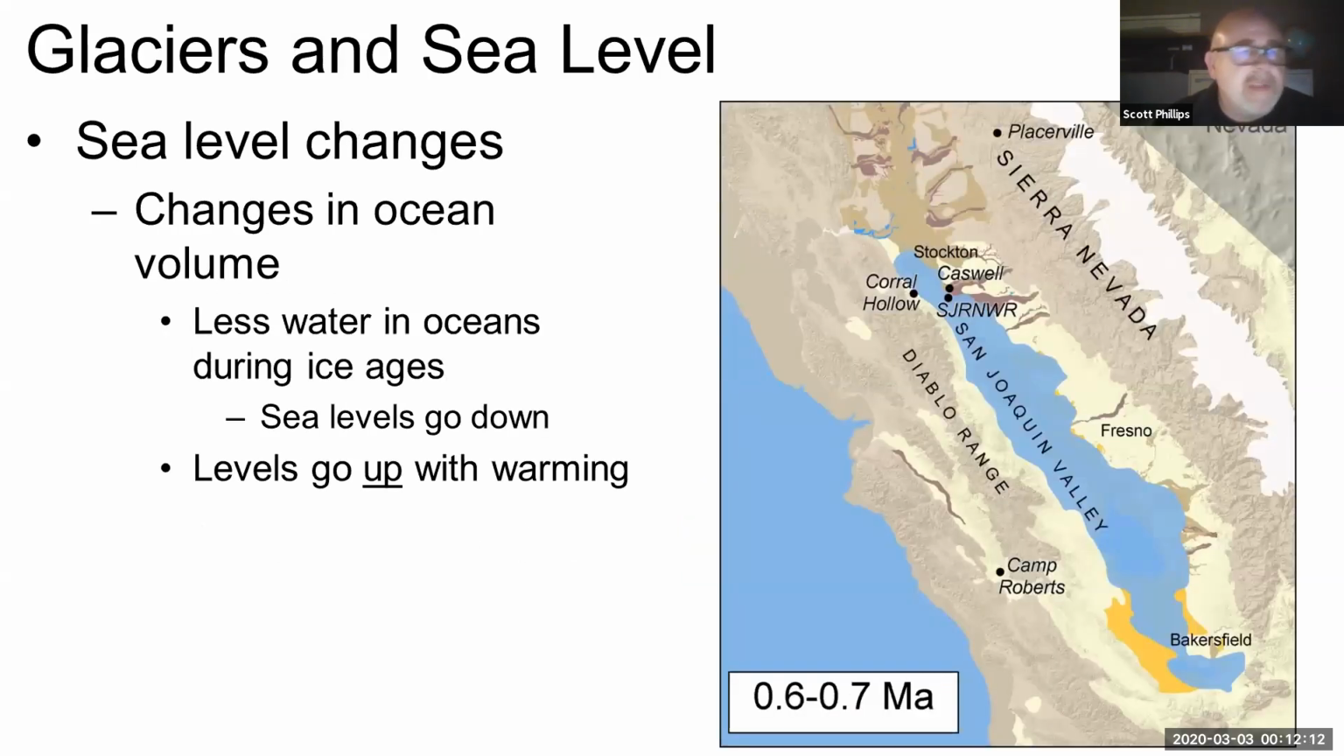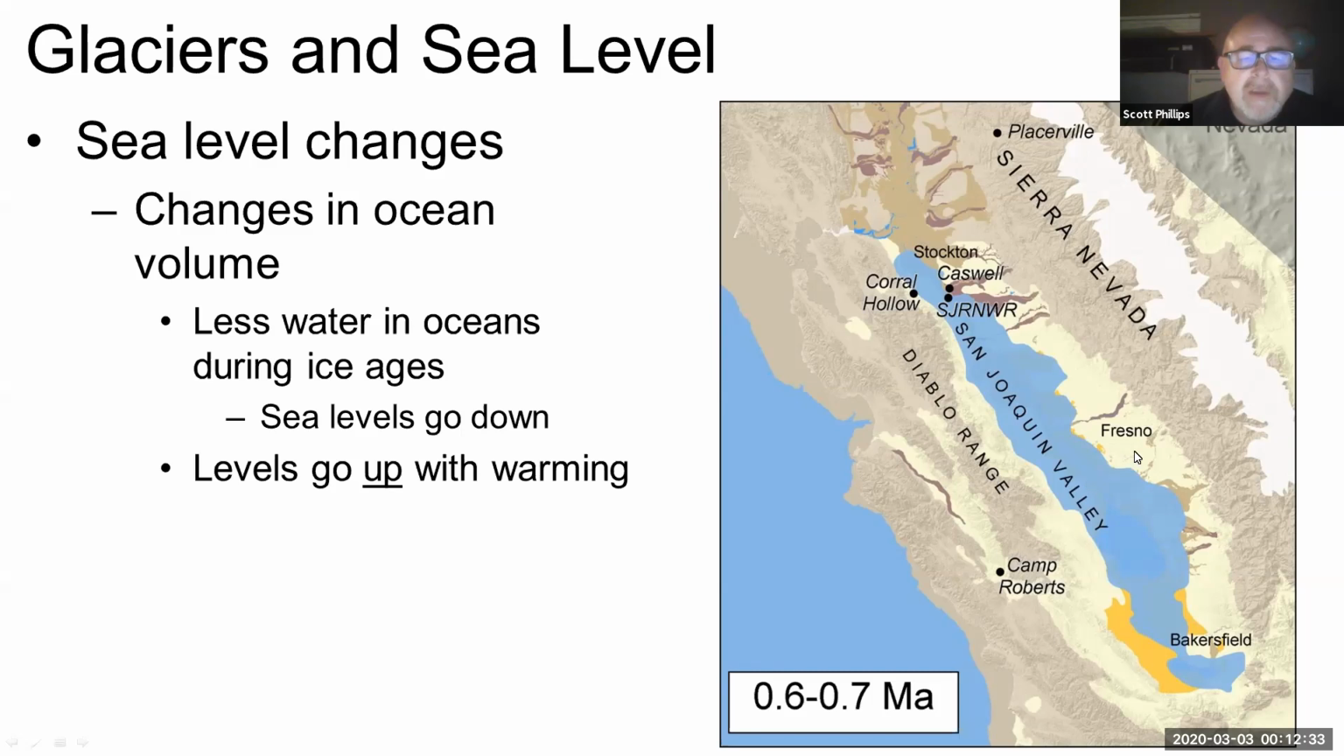And that is through sea level changes. So how much water is in glaciers impacts how much water is in the ocean. So sea level changes are caused by changes in ocean volume, how much water is in the ocean. So during ice ages, sea levels go down because there's more water locked up on the land.